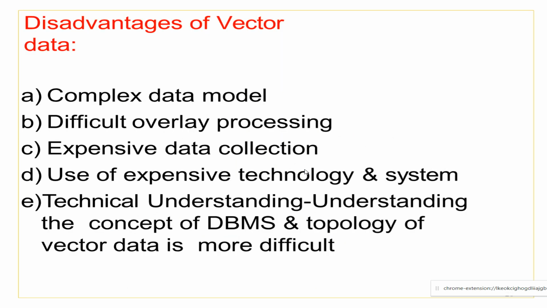But a few disadvantages are also there with vector data, like a complex data model and a difficult overlay process. As I have shown you, theme 1, theme 2, how soil map and slope map can be calculated, overlaying one layer over another is very easy in terms of raster. But these things are difficult in terms of the vector data model.